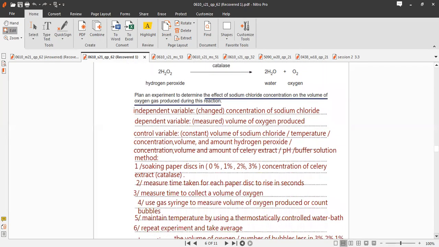First, write the independent variable, the variable that is changed: the concentration of sodium chloride. The dependent variable that you can measure: the volume of oxygen produced. The control variables, the constant variables: the volume of sodium chloride, temperature, the concentration and volume of hydrogen peroxide, the concentration and volume of celery extract, pH, and buffer solution. And then write the method.